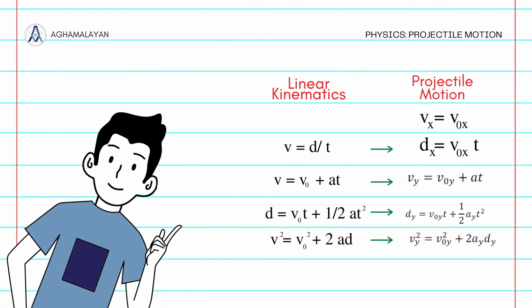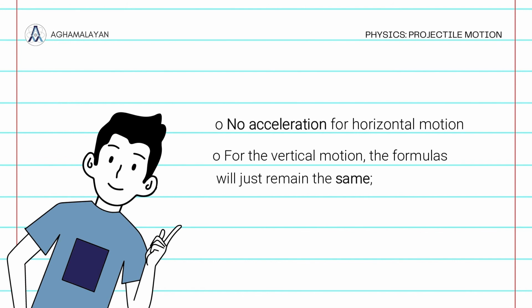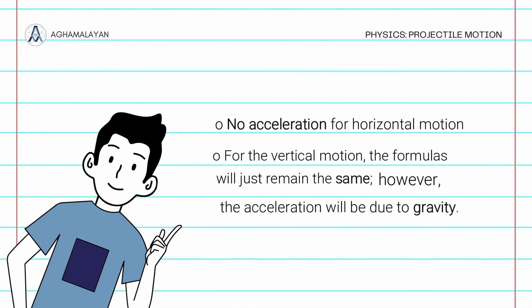There may be a lot of formulas to memorize for projectile motion, but here is my technique to at least help you recall the formulas. I just derived the equations for horizontal and vertical motion from the usual equations that we use for linear kinematics. You only need to remember that there is no acceleration for horizontal motion, and for vertical motion, the formulas will just remain the same. However, acceleration will be due to gravity, that is for the vertical motion.